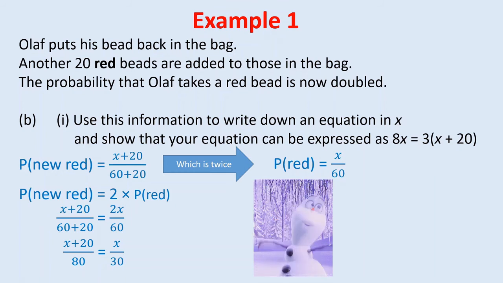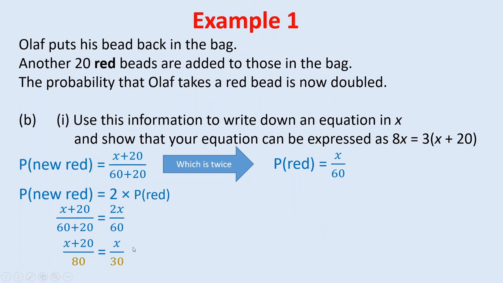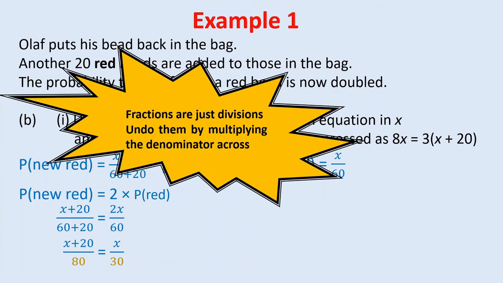Olaf, something doesn't quite look right here. Our equation needs to be in the format that they gave us in the question. And our equation here has fractions in it. So what are we going to do? Don't worry, fractions are just divisions. So if we want to get rid of these fractions, we just need to take the denominator of the fraction to the other side of the equation and multiply it.